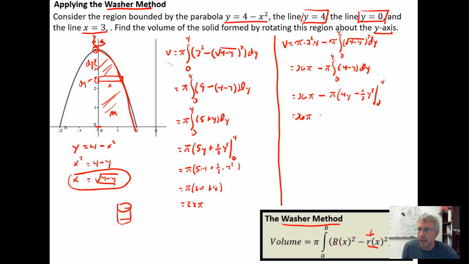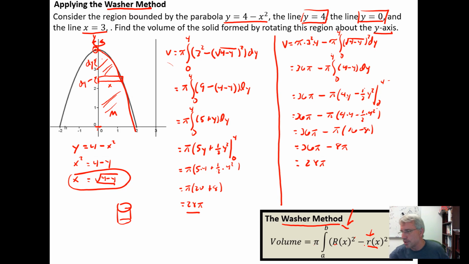Equals 36 pi minus pi times, plug in 0, we're going to get 0. So I don't need to worry about the lower bound of integration because we'll just be subtracting a 0. Plug in the upper bound of integration. We get 4 times 4 minus 1/2 of 4 squared, which is equal to 36 pi minus pi times 16 minus 4 squared is 16 divided by 2 is 8. So we just get 36 pi minus 16 minus 8 is 8 pi, which is still going to give us the 28 pi cubic units that we got doing it by utilizing the formula directly.